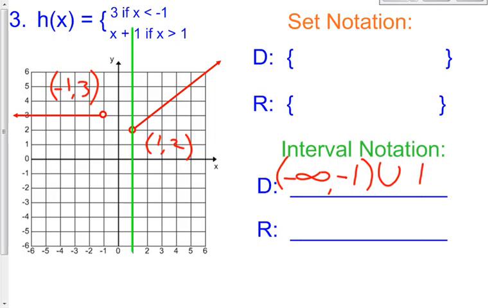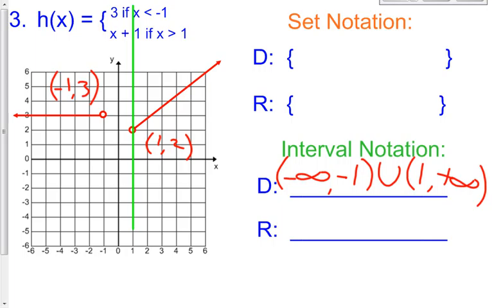And then how far does it go to the right? It goes all the way to positive infinity. So it picks back up again at 1. It doesn't equal 1 because there's that open circle there, so we're going to use a parenthesis, comma, and we're going to go all the way to positive infinity. So negative infinity to 1, union 1 to positive infinity.